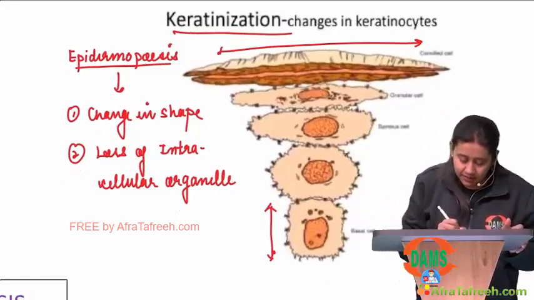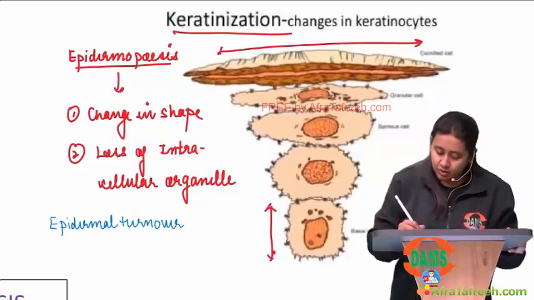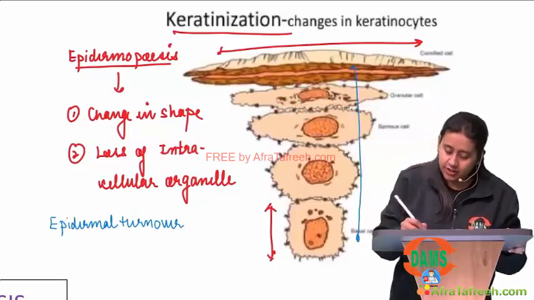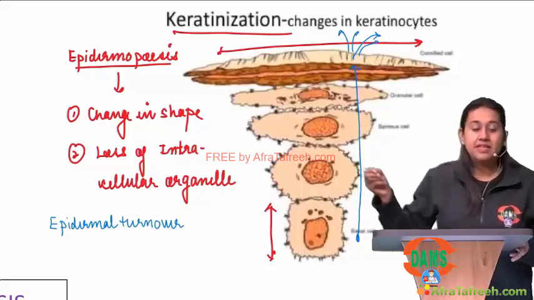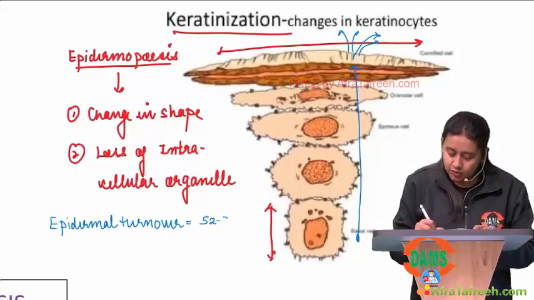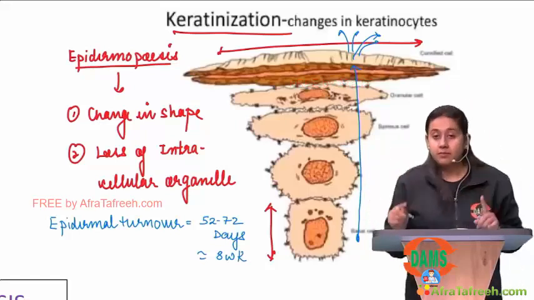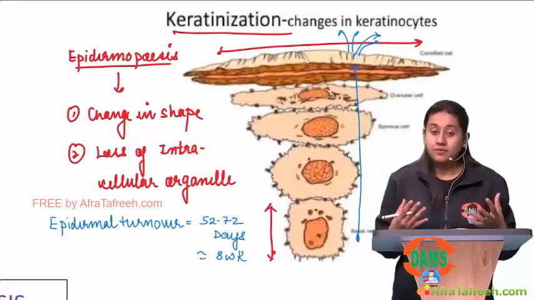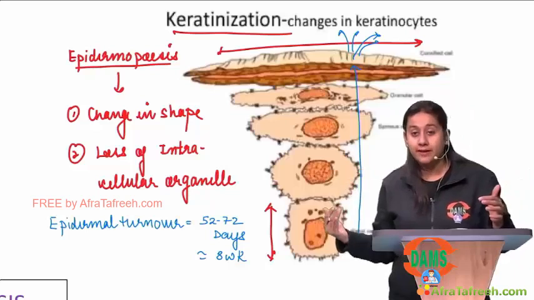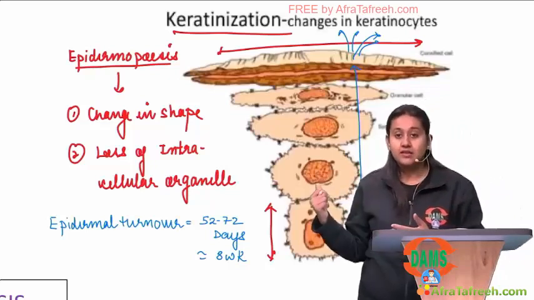What is the epidermal turnover time? It is the time taken by the cell to reach from the stratum basale to the stratum corneum and to shed. Please remember, the correct answer is 52 to 72 days, which is equivalent to 8 weeks. It's a very important question. We have seen a lot of MCQs in the past asking the epidermal turnover time. They can give you options in days or in weeks. So the correct answer is 8 weeks.